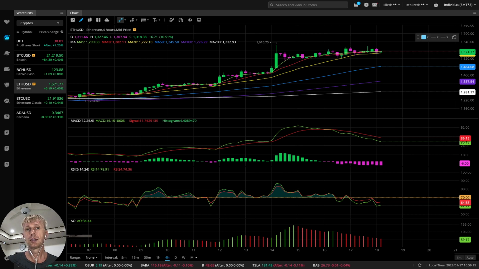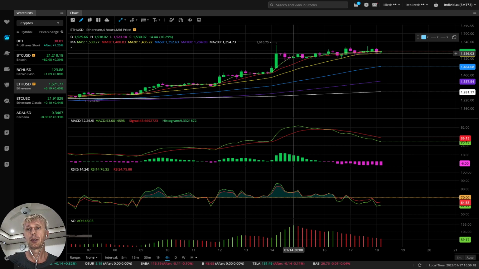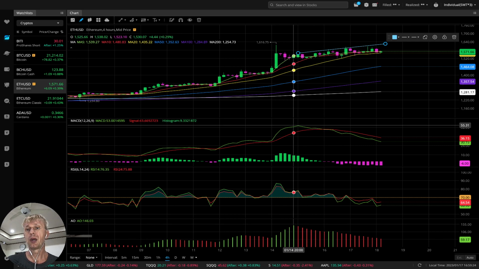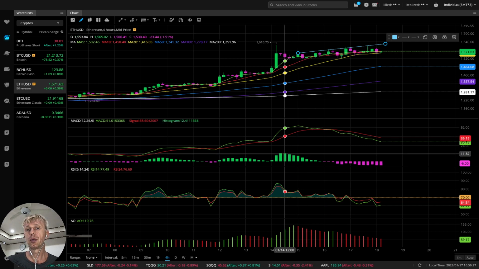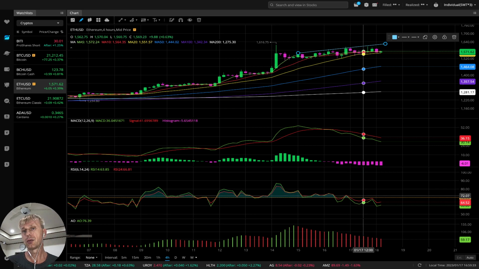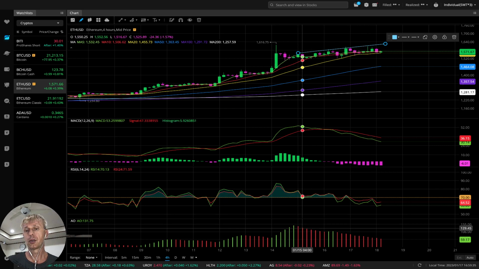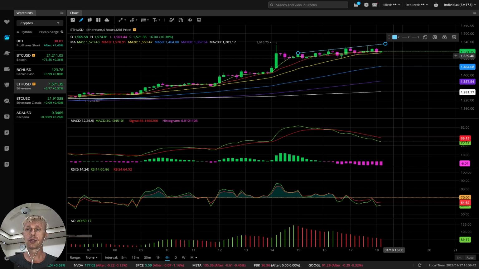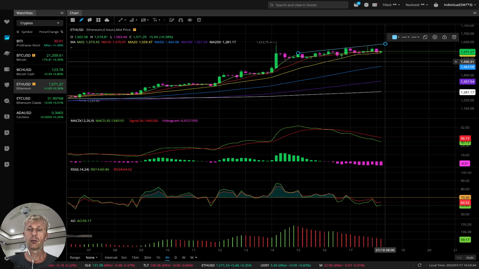4 hours. It's still changing direction from this point to this point. It's an uptrend, right? But on MACD, it has bearish divergence. On the histogram, on MACD lines, on RSI, bearish divergence, bearish signal. On awesome oscillator, bearish divergence. On 4 hours, it has a bearish signal. It wants to go bearish on 4 hours for Ethereum.